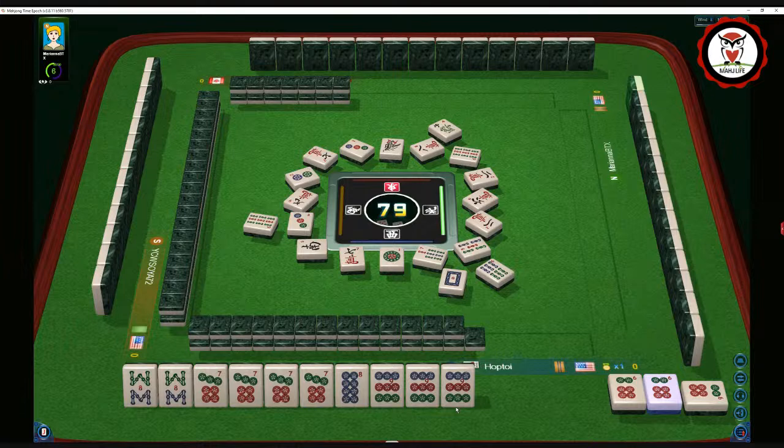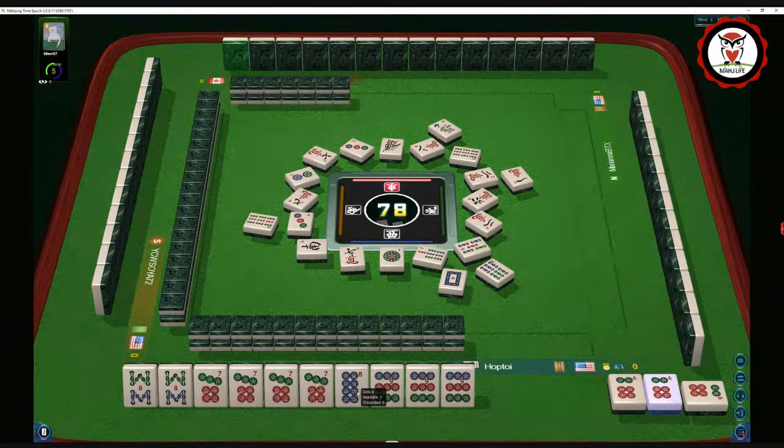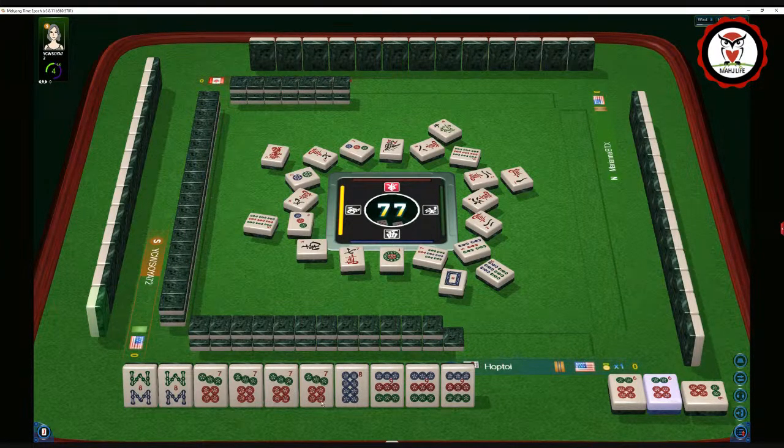We have a hand with no gaps. We need an 8 dot in here. Red dragon. 1 bamboo.